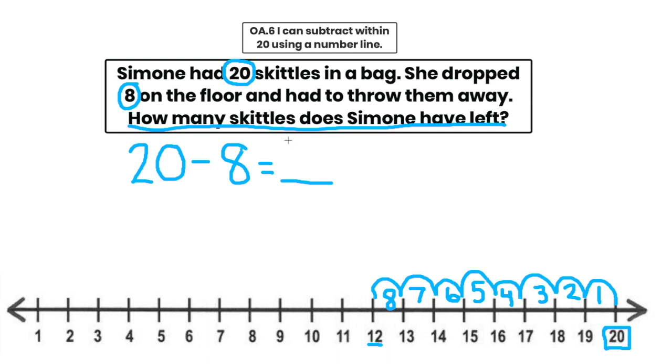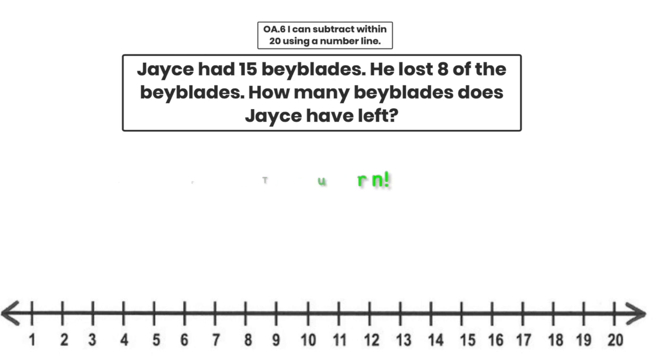So 20 minus 8 is 12. So Simone had 12 Skittles left. Now it's your turn. Pause the video and take out a number line. I want you to solve this problem. Jayce had 15 beyblades. He lost 8 of the beyblades. How many beyblades does Jayce have left? Go ahead and begin.